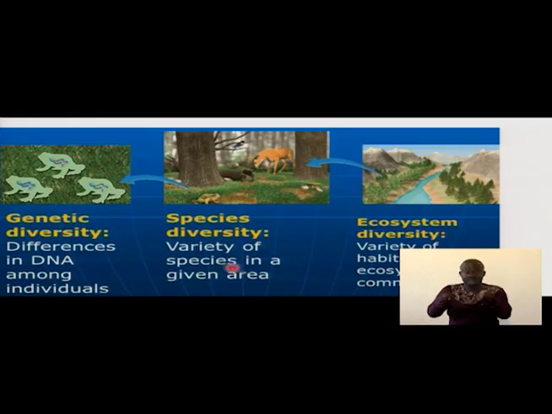Like you see here, we have genetic diversity, which is about the differences in DNA among individuals. Organisms have what we call DNA, which stands for deoxyribonucleic acid. Then we have species diversity, where we talk about organisms of different species. And then we have ecosystem diversity, where we have a variety of habitats, ecosystems, and communities.